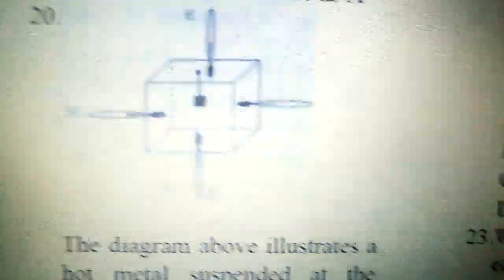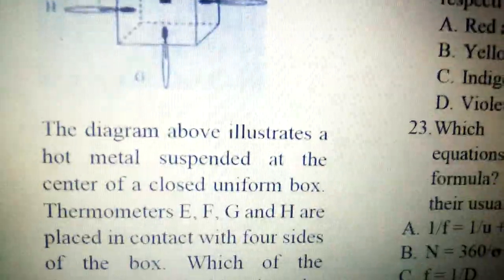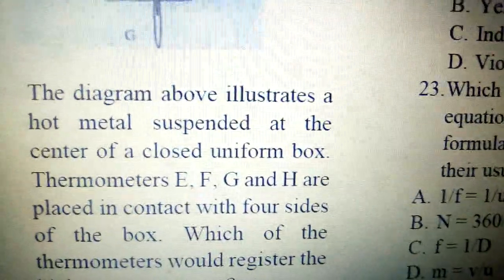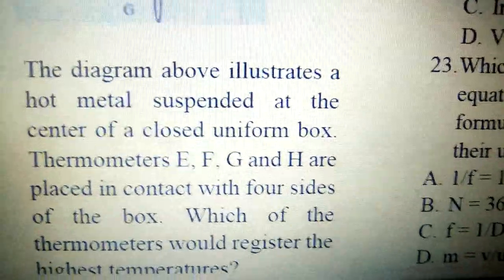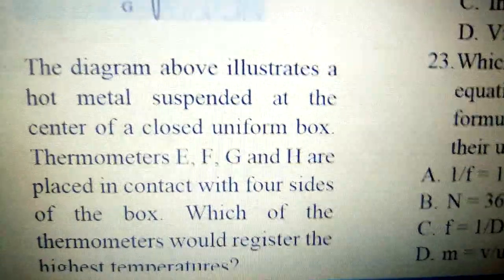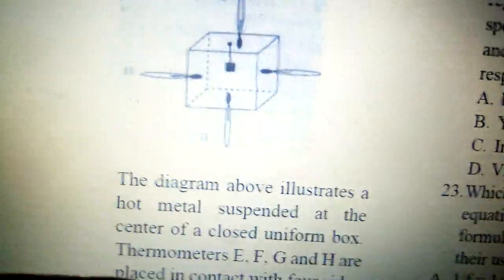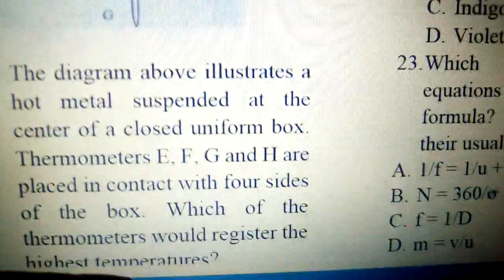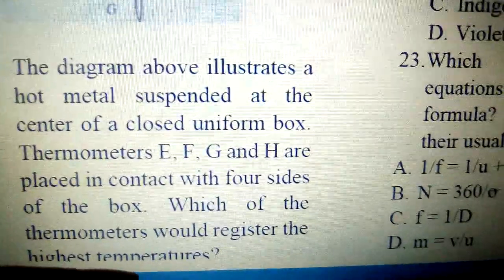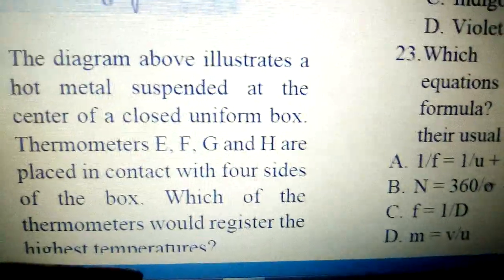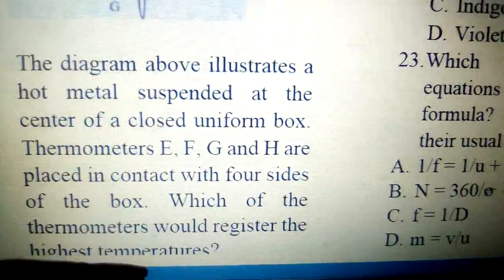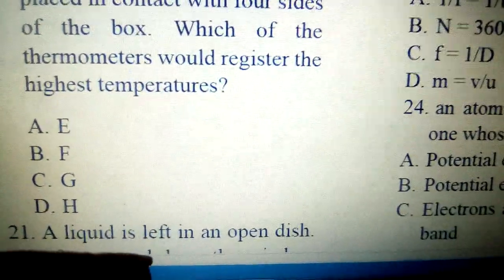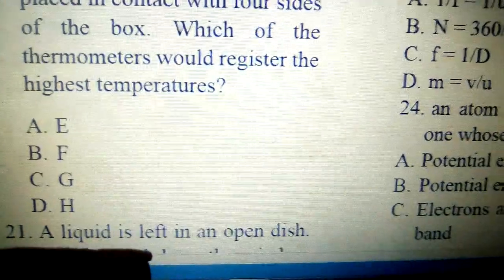Number 20, you have a diagram there. The diagram above illustrates a hot metal suspended at the center of a closed uniform box. Thermometers E, F, G, and H are placed in contact with the 4 sides of the box. Which of the thermometers will register the highest temperature? Option A, E; option B, F; option C, G; and option D, H.